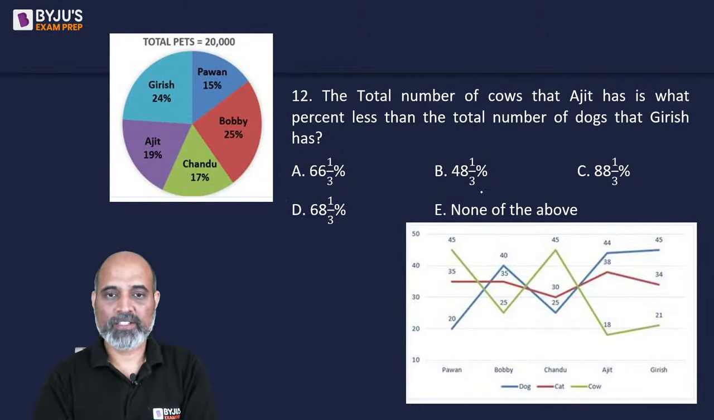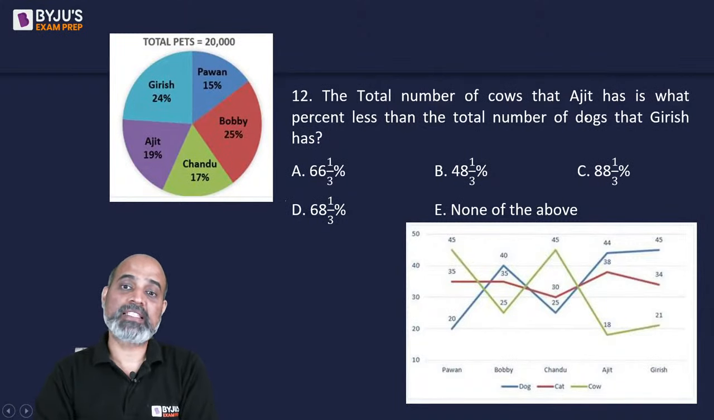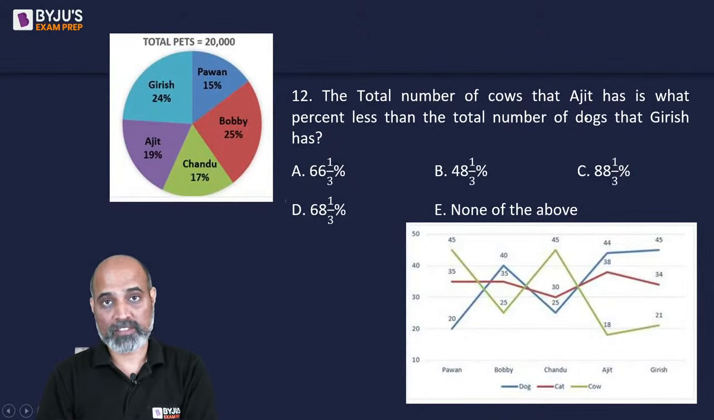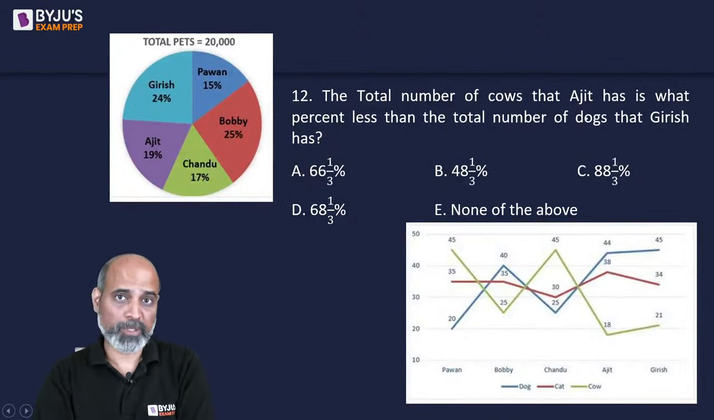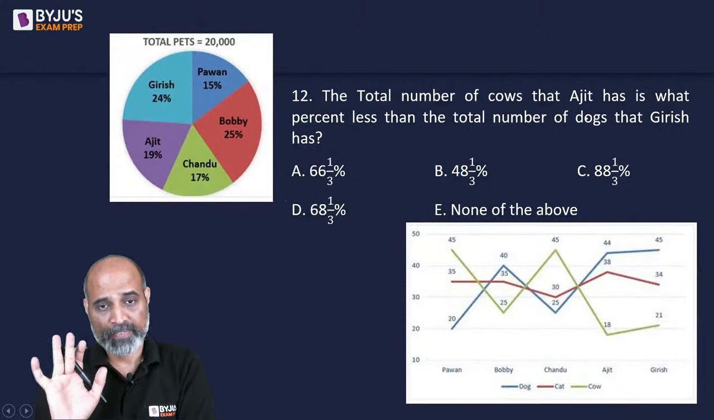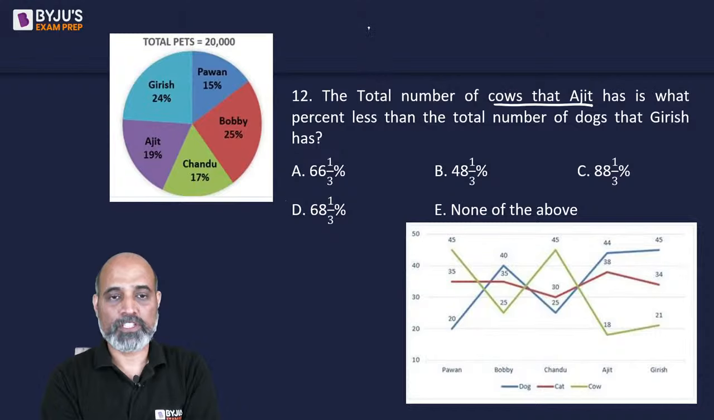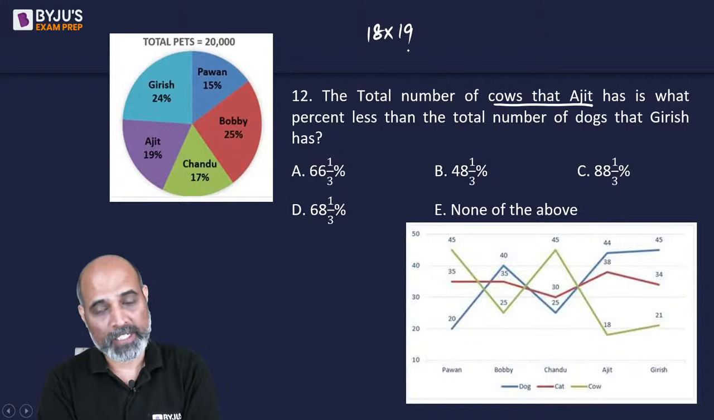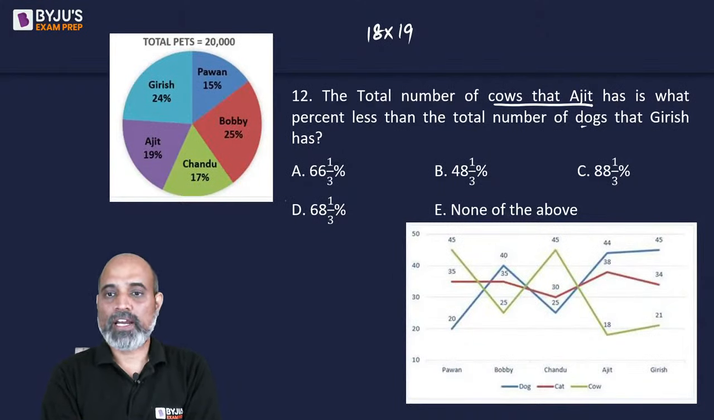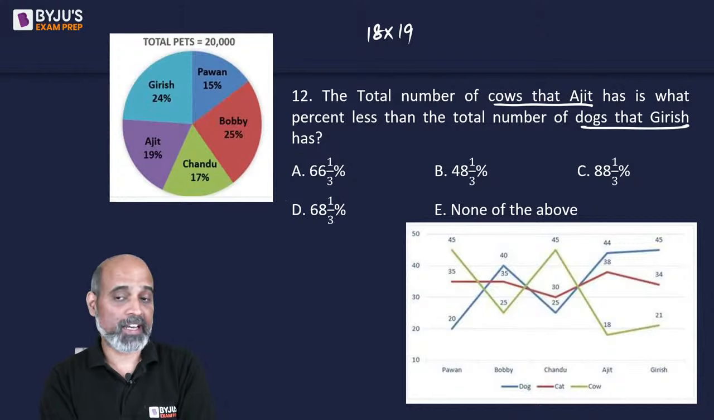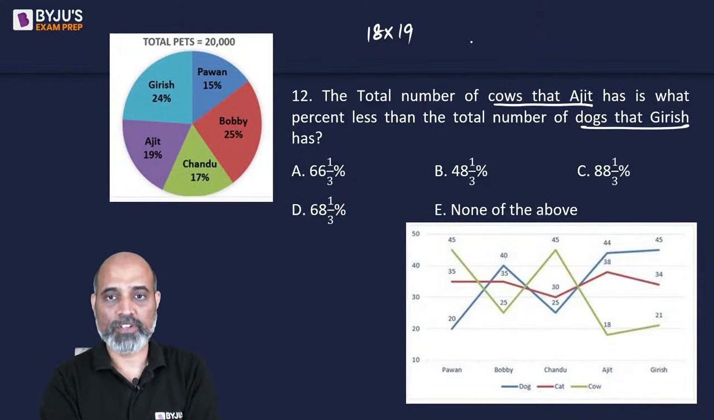Okay, the next one. The total number of cows that Ajit has is what percentage less than the total number of dogs that Girish has. Now remember, the bases are same and we are dealing with percentage. So वो 20,000 ignore करने का. Let's talk about the number of cows Ajit has. So we will go to Ajit and look at the number of cows, that is green color, which is going to be 18 into Ajit ka share is 19 of all pets, right? And if we look at dogs that Girish has, Girish is the last guy and dogs is blue in color, which is going to be 45 into Girish ka share is 24.